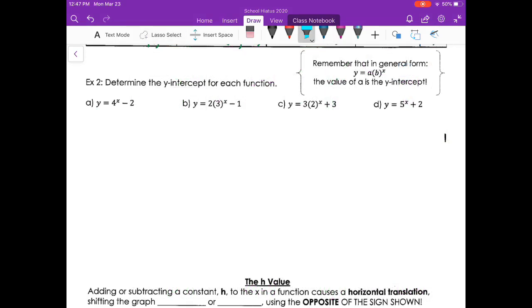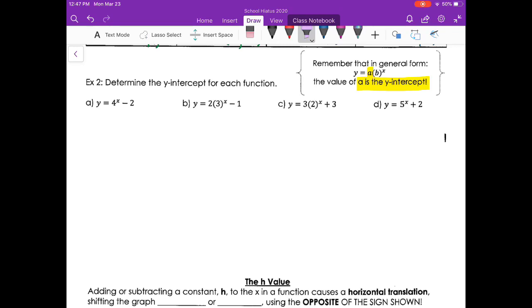Remember that with general form, the leading coefficient a is the y-intercept of the function. So the point (0, a) will be our y-intercept as long as there are no horizontal or vertical transformations on our graph. So we're going to look at each of these equations and we're going to identify the y-intercept without the transformation of the constant added to the end of the equation. And then we're going to adjust that number based on the vertical shift.